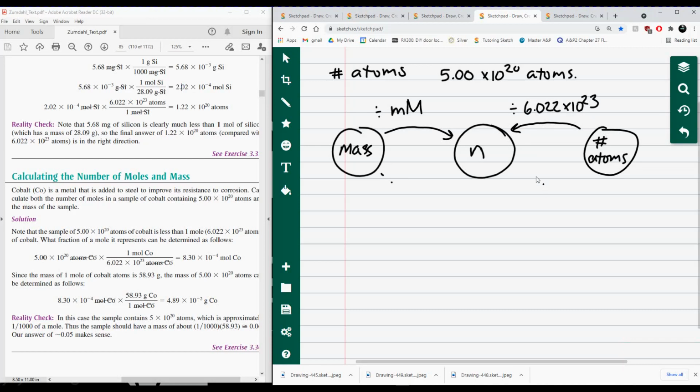And likewise, the opposite direction will be the inverse operation. For division, the inverse is multiplying, 6.022 times 10 to the 23rd. And for molar mass, it must be multiplied from grams.